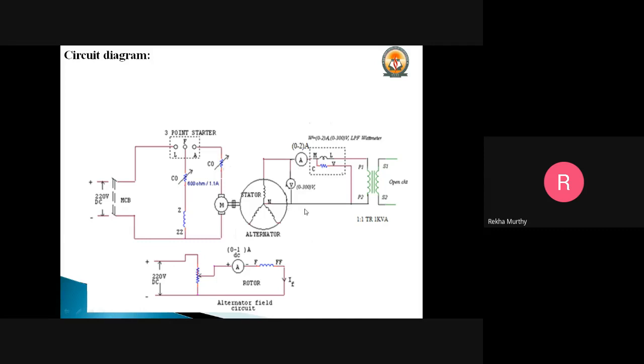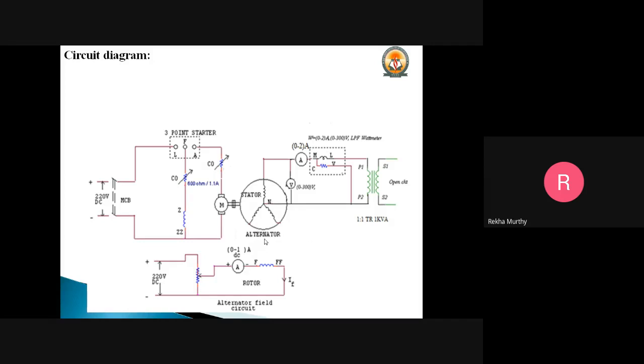This is how you can arrange this. So this is about the stator connection. What about the rotor? So the field, sorry, what about the rotor connection? So this is about the stator connection, because in the alternator we'll be having a stator and rotor, right?